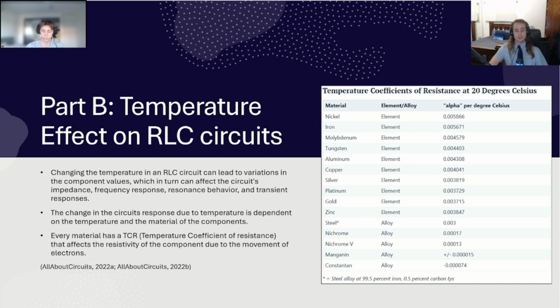Consequences of temperature-induced variations in the components' values extend beyond the numerical shifts. These manifest in the alterations in the circuit's performance characteristics. For instance, changes in the impedance can impact signal transmission efficiency, while shifts in resonance behaviors may affect filter or tuning applications.